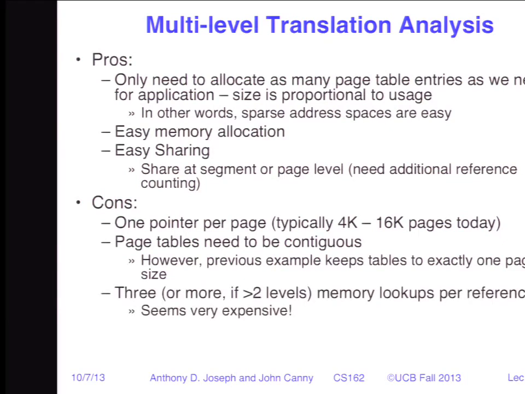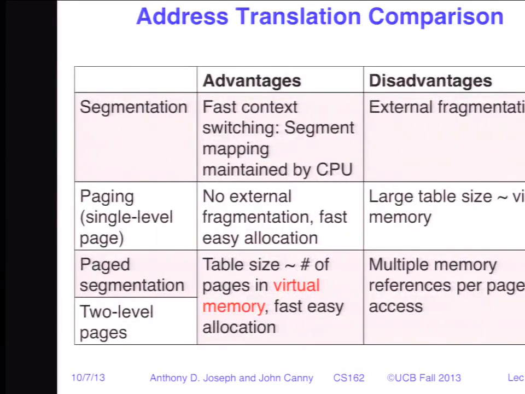And we have to do a lot of memory lookups. We're doing 3 memory lookups for each reference, including the reference itself. So that's very expensive. We have to look in the first level table, look in the second level table, and then we could actually read the thing we wanted to read. So that's not good. Okay, so in summary, segments are good because we can do very fast context switching.